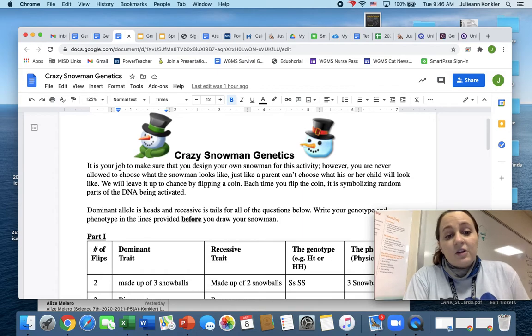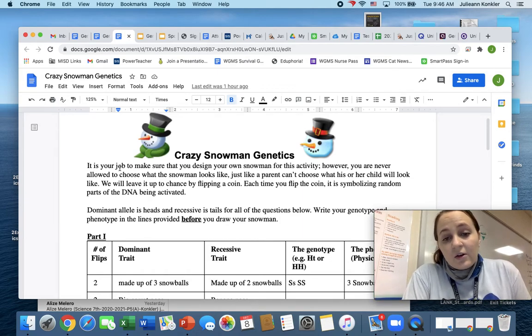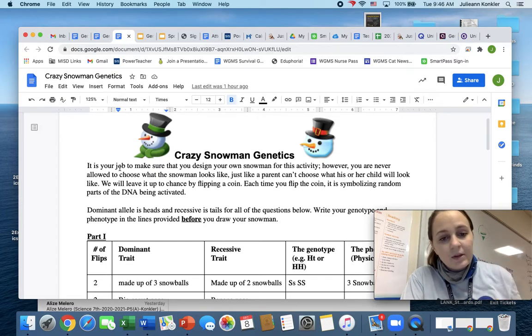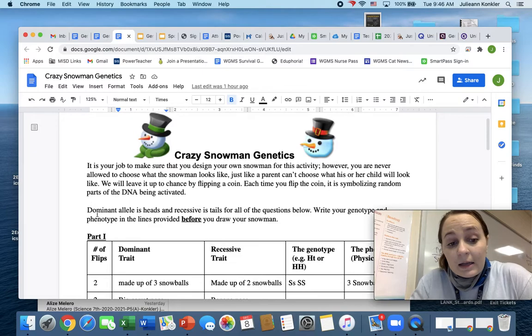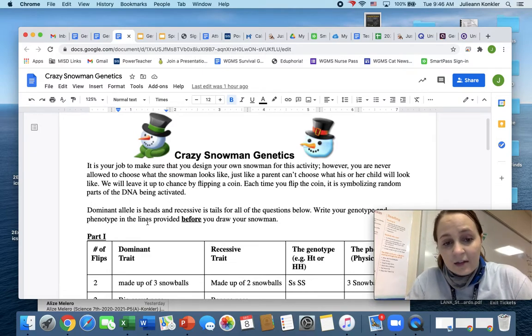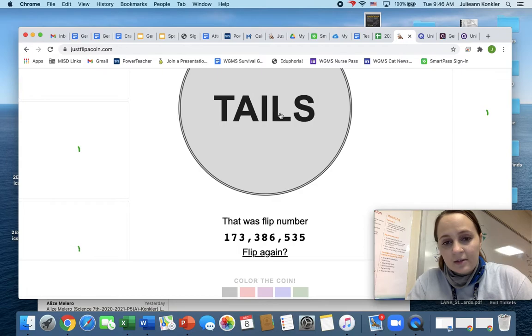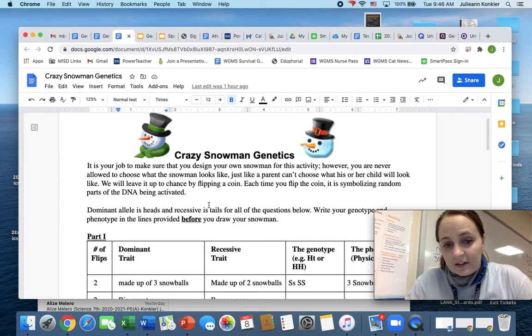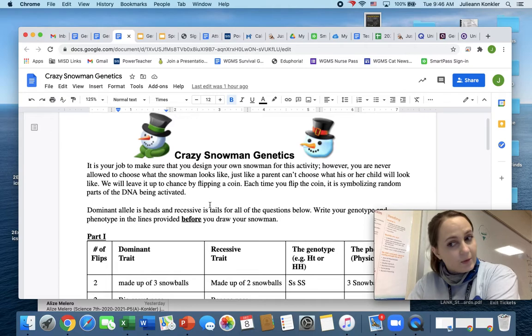All right, so it says it is your job to design your own snowman for this activity. However, you are never allowed to choose what the snowman may look like, just like a parent can't choose what his or her child will look like. We will leave it up to chance by flipping a coin. Each time you flip a coin, it symbolizes random parts of the DNA being activated. Dominant genes, dominant alleles is heads. So when you flip the coin, heads is dominant. See, heads, dominant. Keep that in mind. Tails is recessive. So you can highlight this, make it stand out, so you remember that as you're going through.